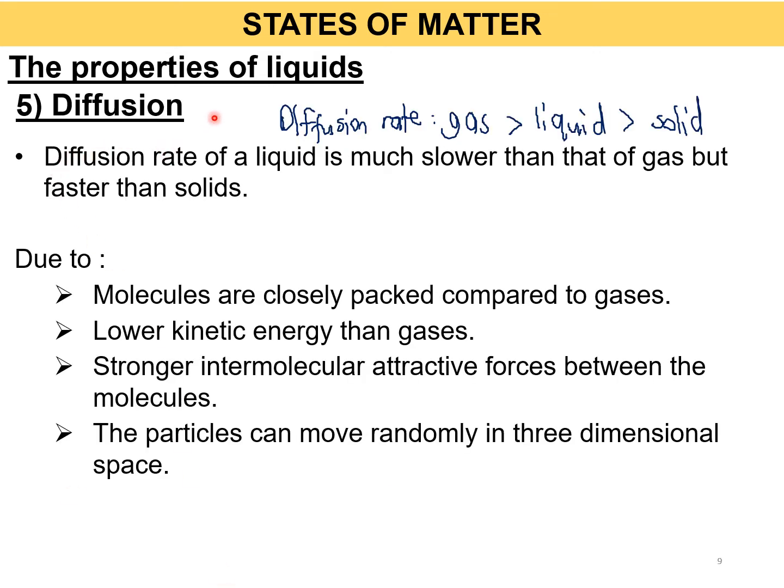Okay, the next property of liquids that you need to know is diffusion. The diffusion rate of gas is actually higher than liquid, compared to solid. So here you should know that the diffusion rate of liquid is much slower than gas but faster than solid. Why gas? If you look at gas, the particles are very loose with each other, so it's easy to diffuse anything. Compared to liquid, which is a bit more closely packed together than gas, but solid definitely cannot diffuse.